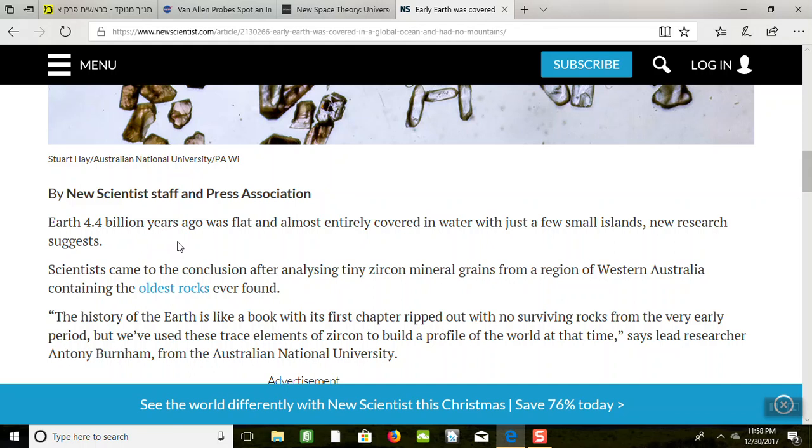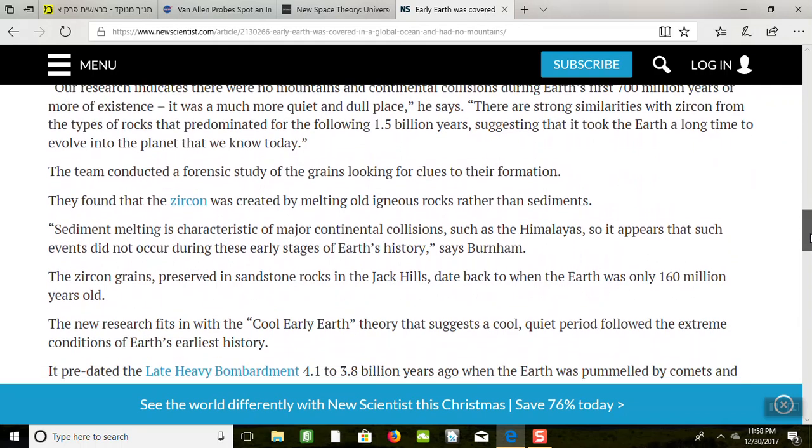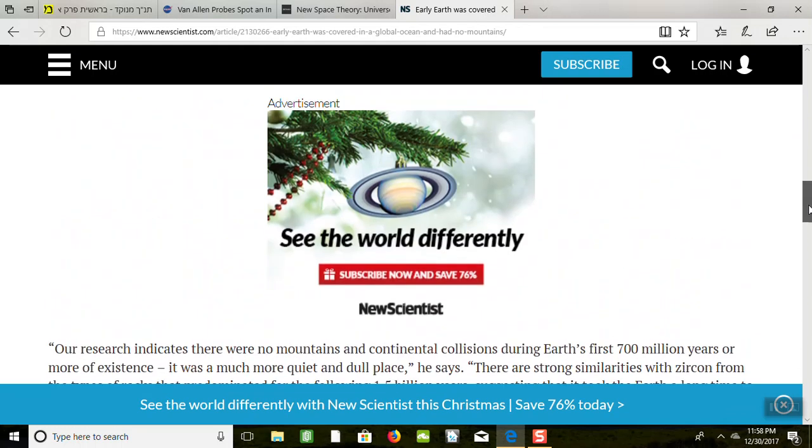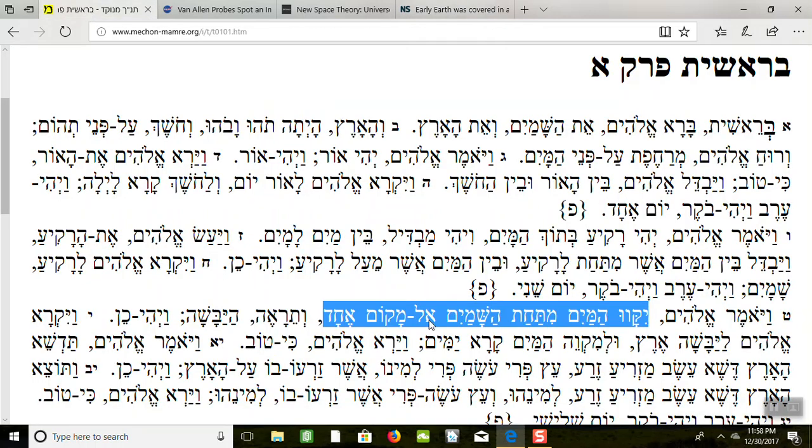There's something else I wanted to point out. Where is it? All right, so it says Earth 4.4 billion years ago was flat and almost entirely covered in water, with just a few small islands, new research suggests. Now, again, those numbers could be off, but essentially there was just water, and then the dry land appeared, exactly what the Torah says, which is amazing.